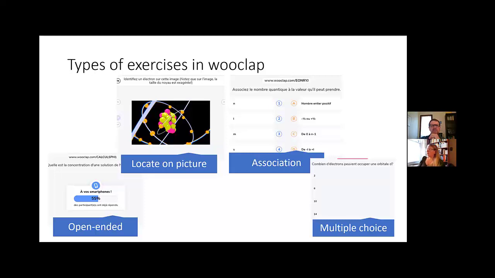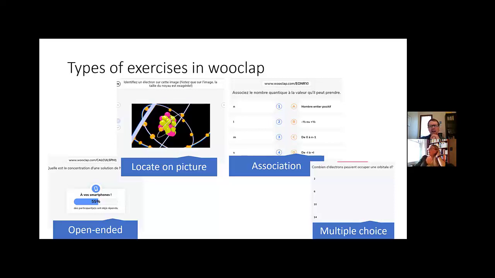You have also association questions, open-ended questions, or multiple choice. So there is a variety of possibilities for the exercises, and that's one of the reasons we chose that platform. So let's look at one block here. And that is my colleague, Véronique. She was the instructor who constructed that particular asynchronous block.